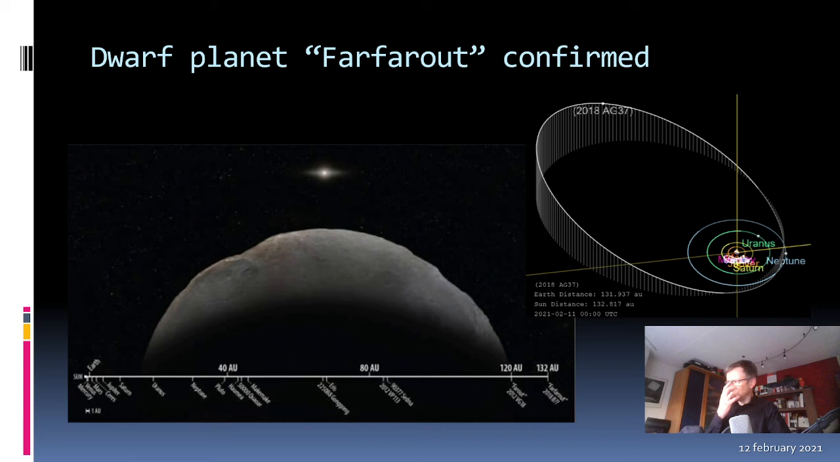So Far Far Out turns out to be pretty big. It's 400 kilometers in diameter, we think now. And we got the orbit pretty well pinned down. Interesting thing is, on the farthest point, it's getting as far as 132 times the distance between Earth and the Sun. So 132 astronomical units. And the closest point is actually getting, I think, slightly inside the orbit of Neptune.